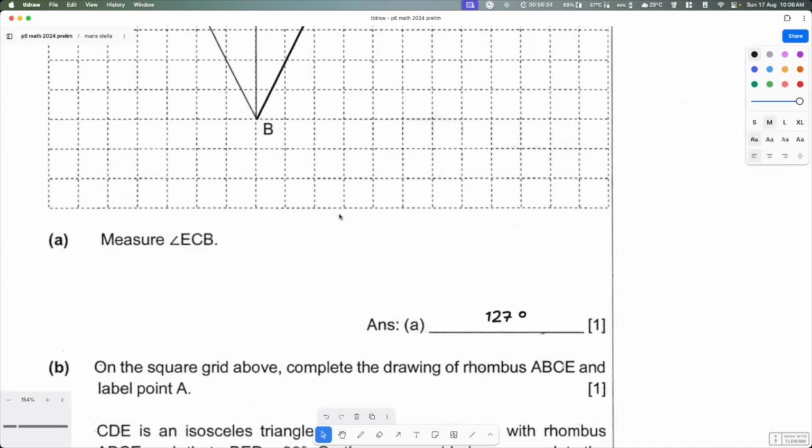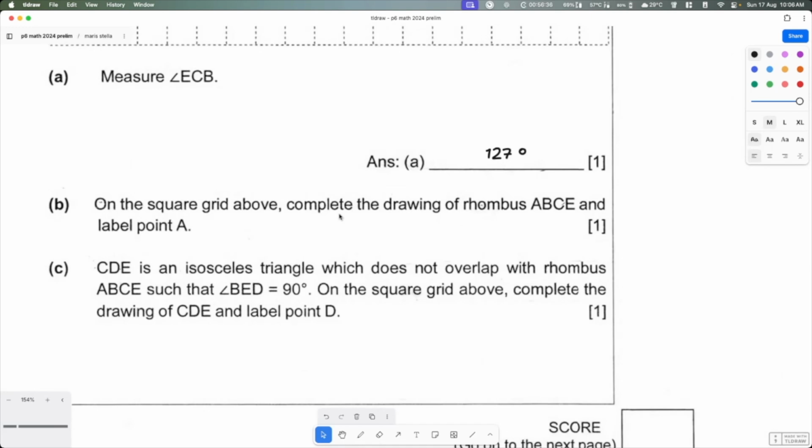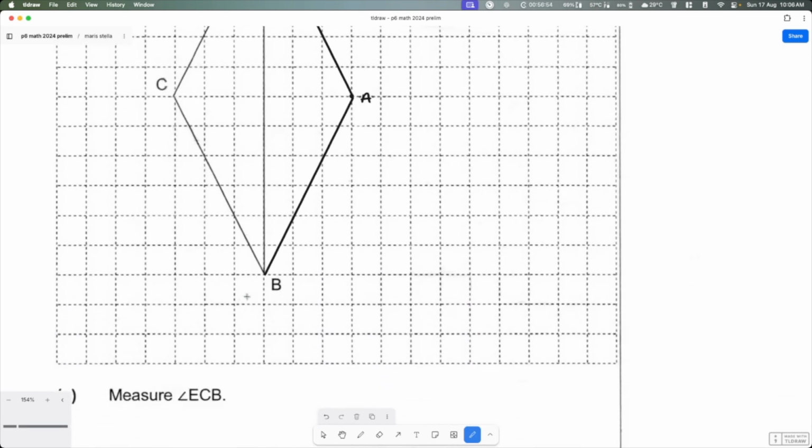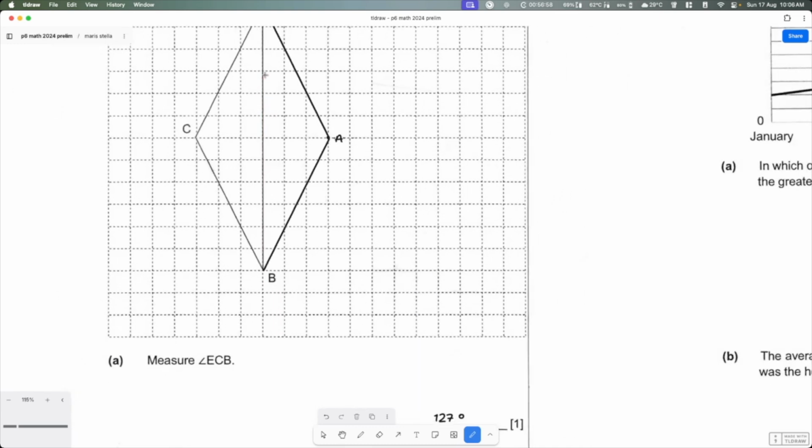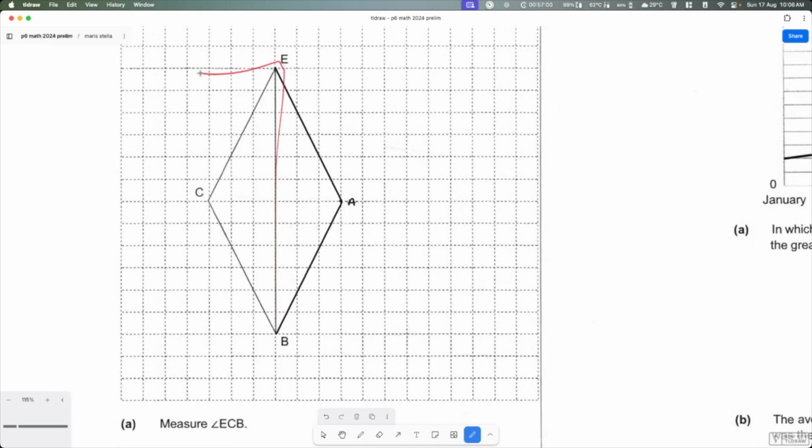Okay, last one. Part C, CDE is an isosceles triangle which does not overlap with the rhombus ABCE such that BED is 90 degrees. On the square grid above, complete the drawing CBE and label point D. So BED, right? So this straight line over here, right? Let me zoom out. BED is 90 degrees.